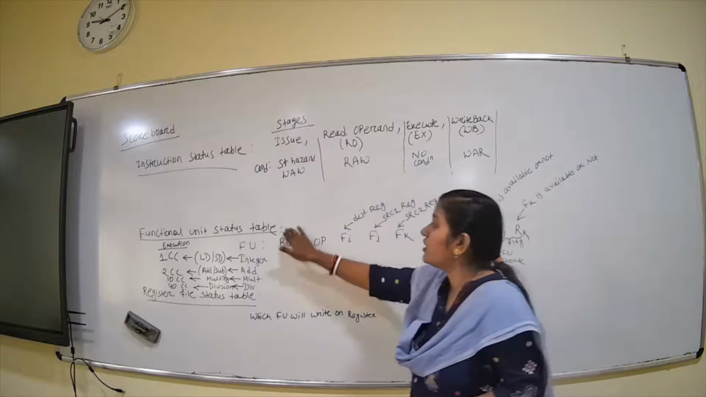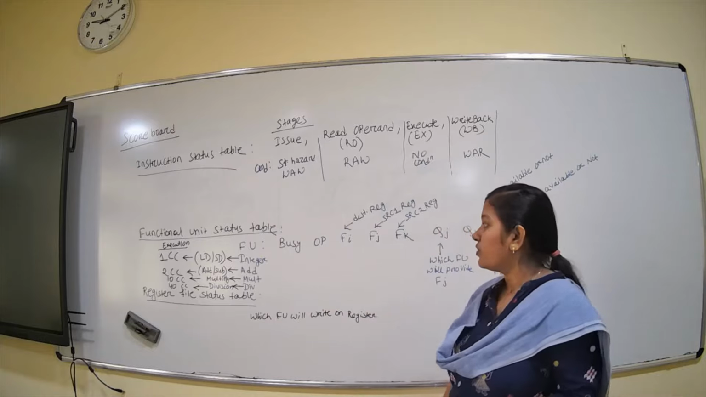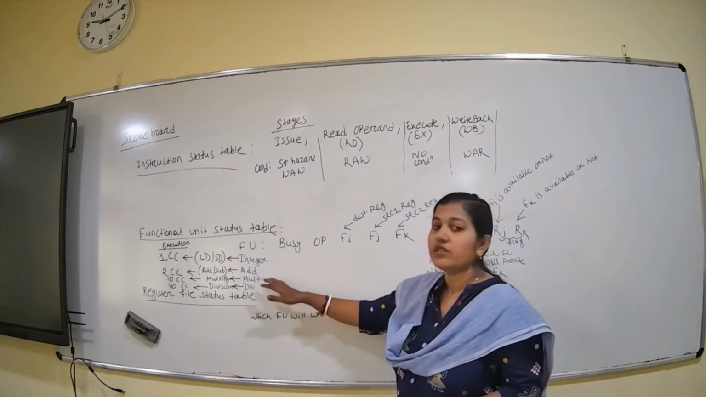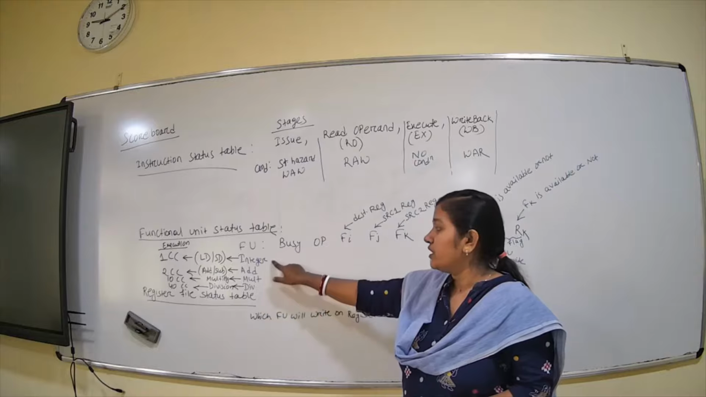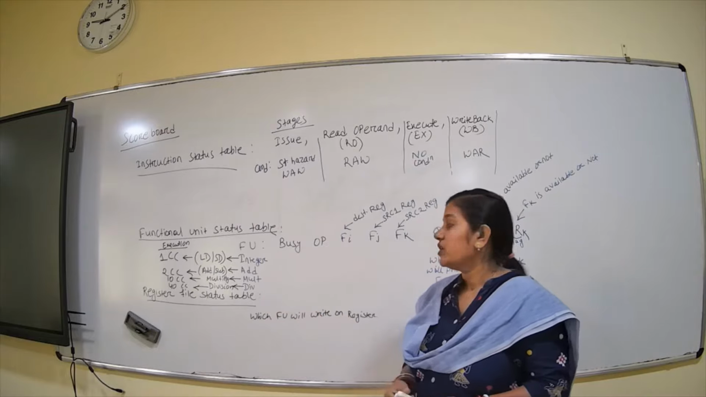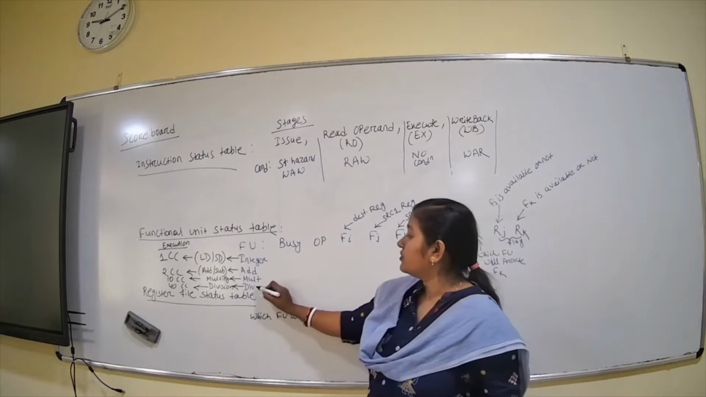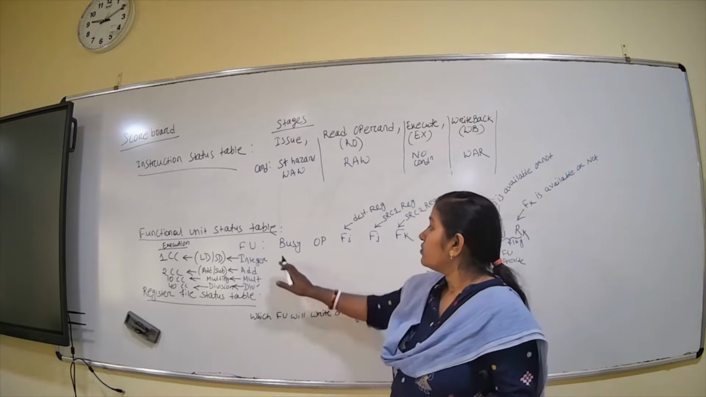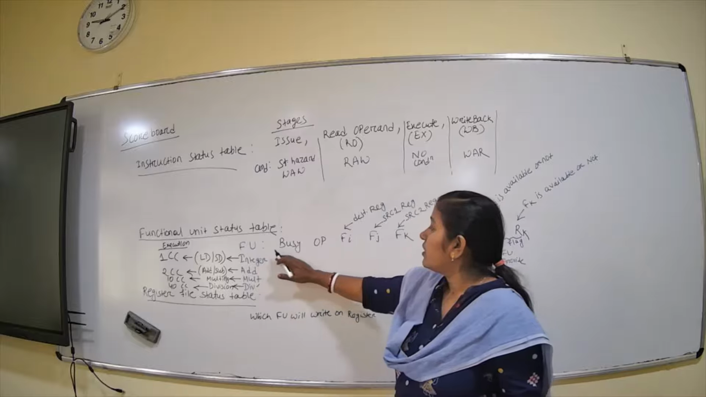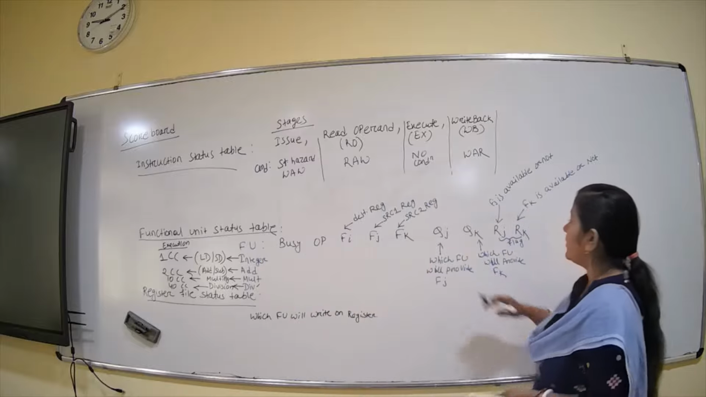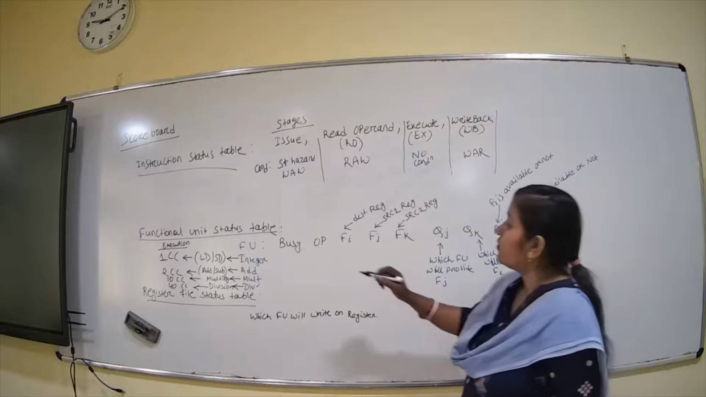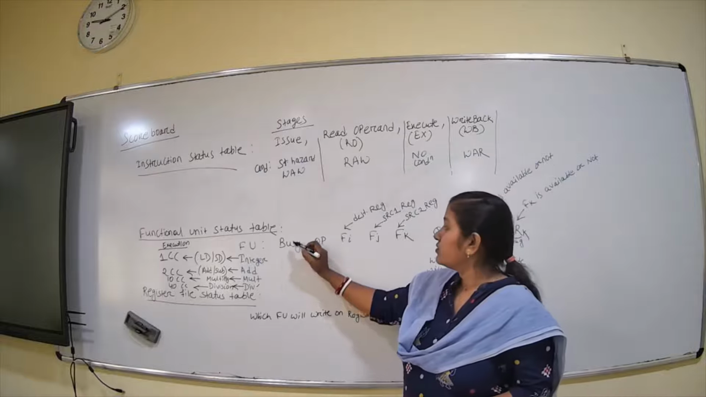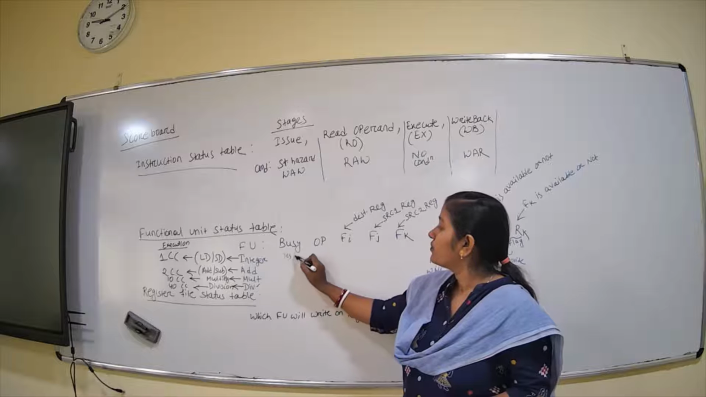Now comes the functional unit status table. What is a functional unit? There are four functional units in the scoreboard: integer, add, multiply, and division. Each functional unit has nine fields. First, whether the functional unit is busy or not. Here the answer will be yes or no.